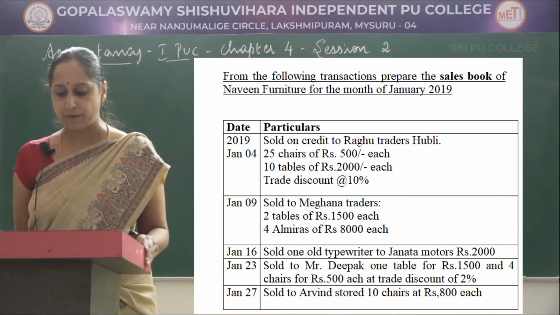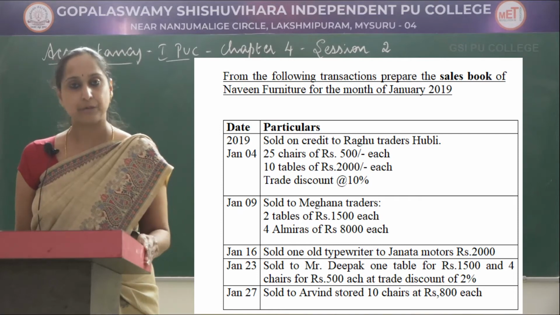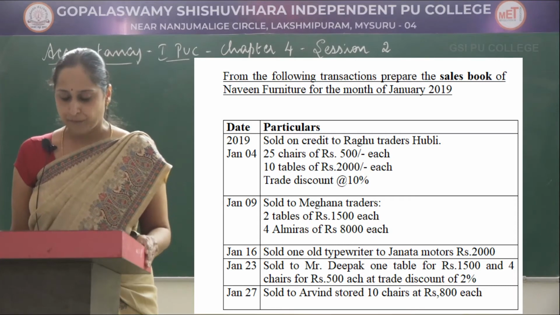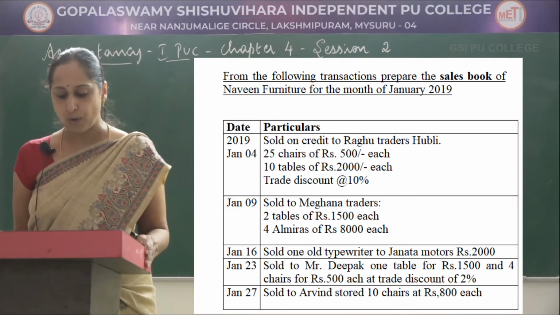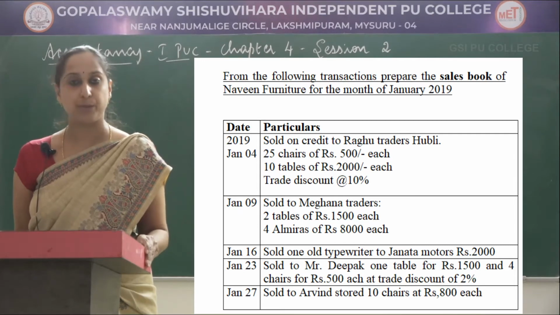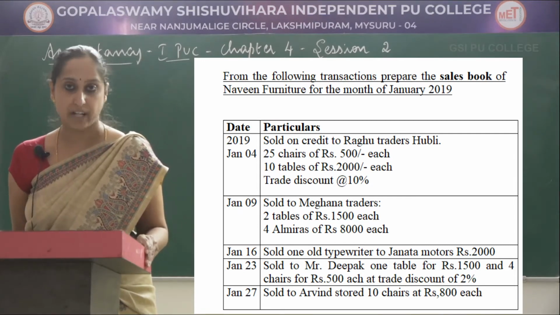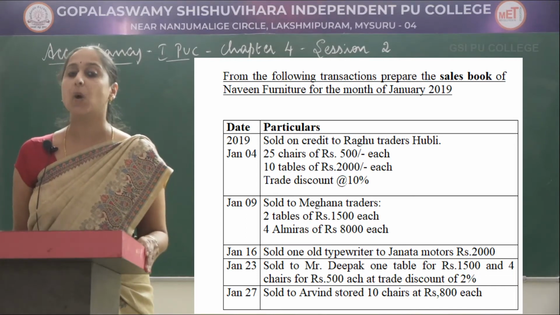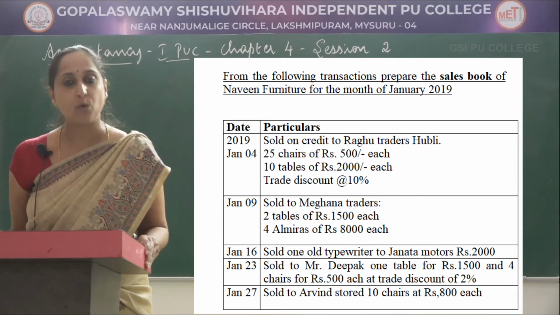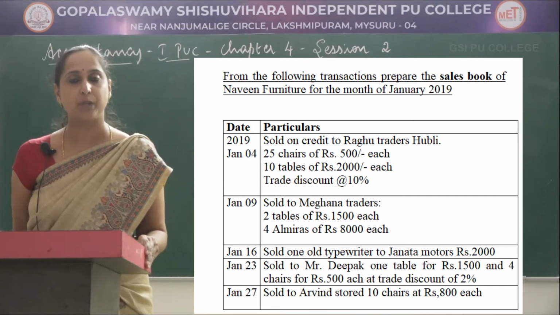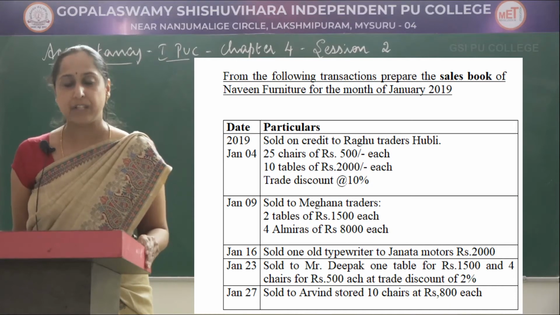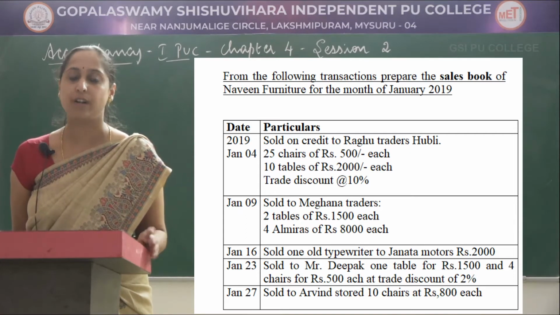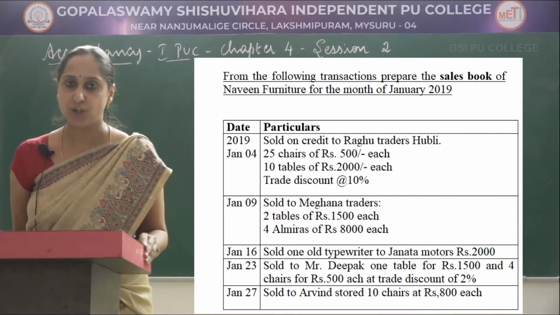On January 9th, they have sold goods to Meghna Traders, 2 tables of rupees 1500 each and 4 almirahs of 8000 each. And on January 16th, sold 1 old typewriter to Janata Motors, rupees 2000. This transaction we do not record here in sales book because typewriter is an asset and we record it in journal proper. We only record those transactions which we sold on credit, but we do not record assets. So if we have sold any asset on credit basis, we record it in journal proper.